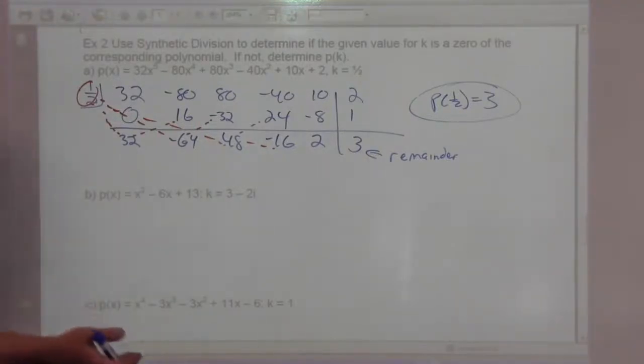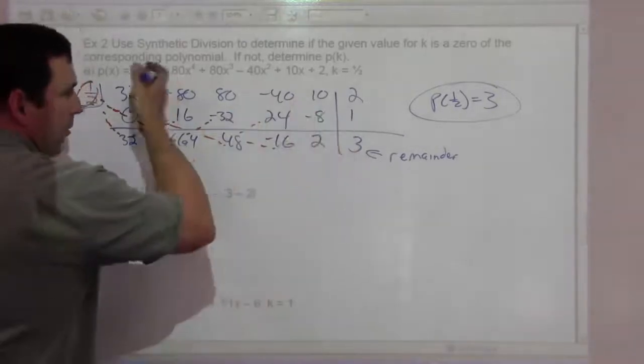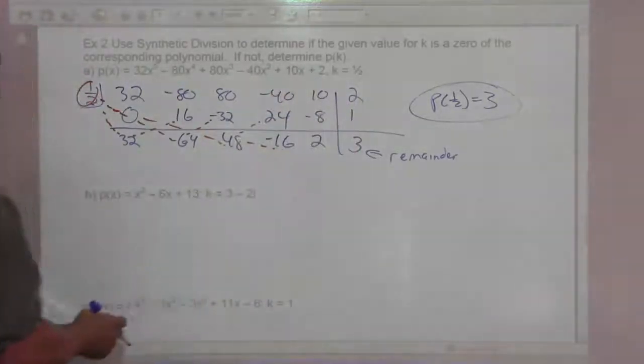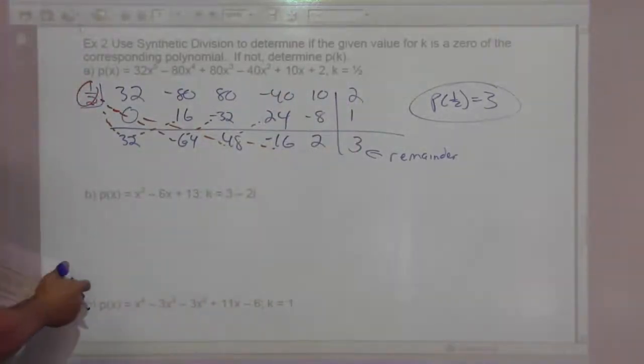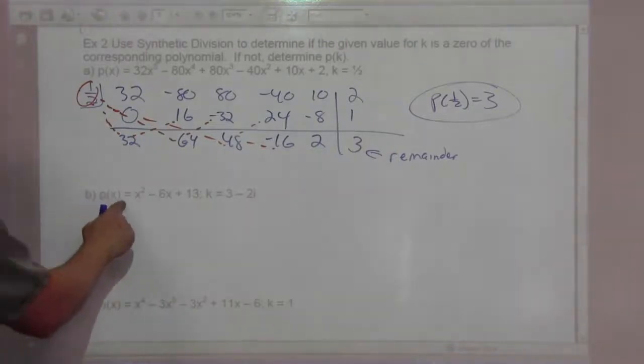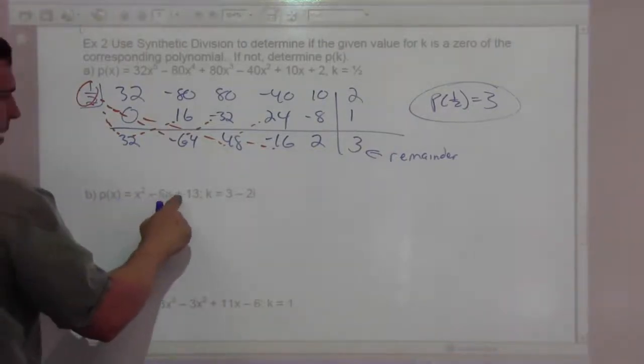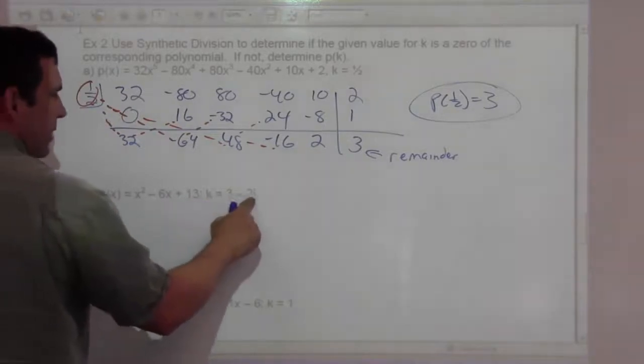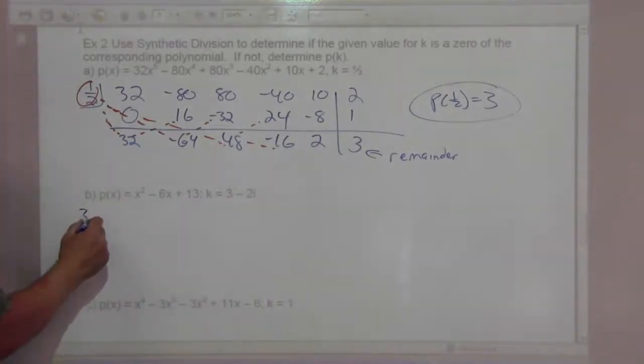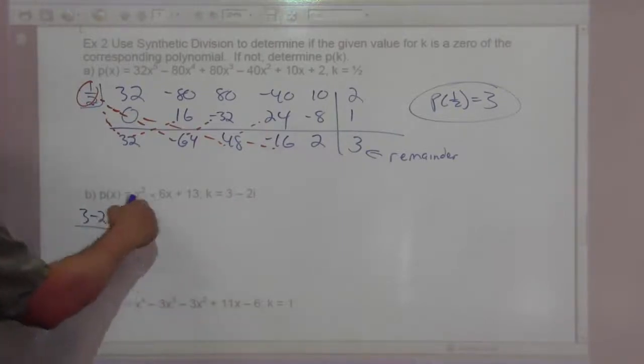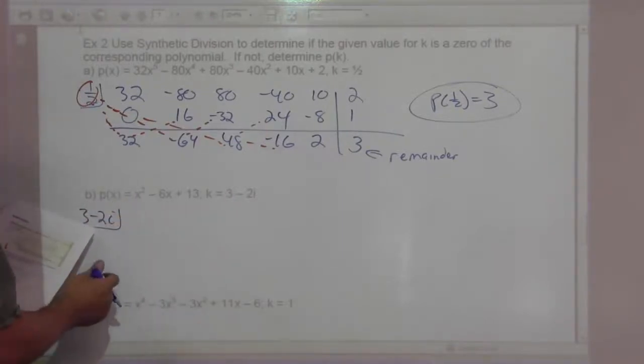So 1/2 was not a 0, and its remainder, if you plugged it all the way through, is going to be 3. For the next one, p of x equals x squared minus 6x plus 13, and k is 3 minus 2i. Now, this can be a little more complicated because we have complex numbers.